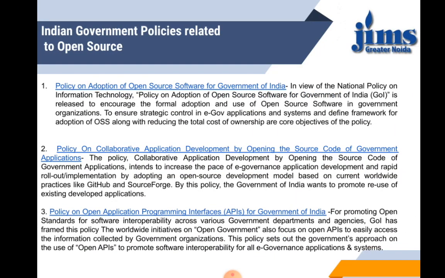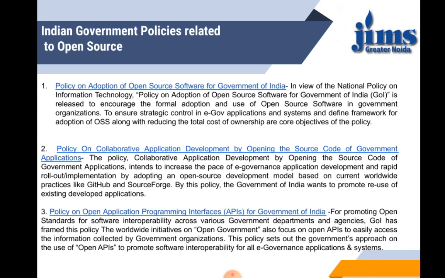In view of the National Policy on Information Technology, the policy on adoption of open source software for the Government of India is released to encourage the formal adoption and use of open source software in government organizations. To ensure strategic control in e-government applications and systems, defining a framework for adoption of OSS along with reducing the total cost of ownership are the core objectives of the policy.